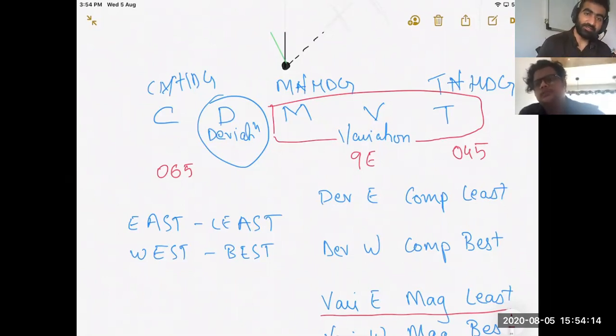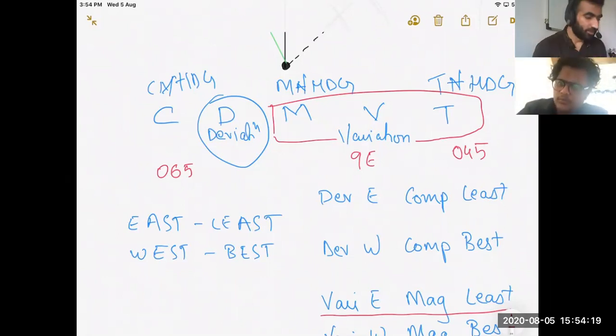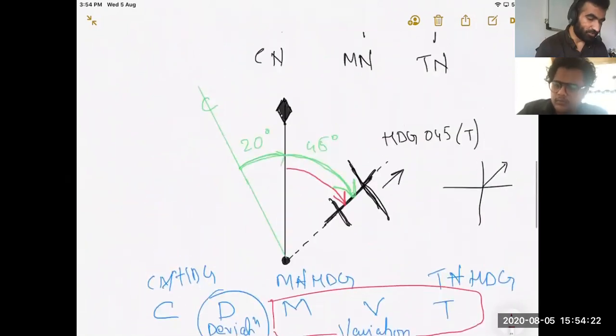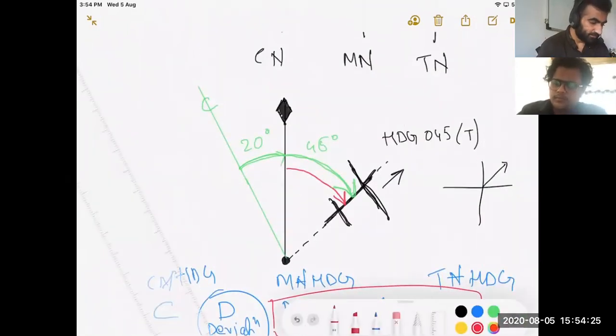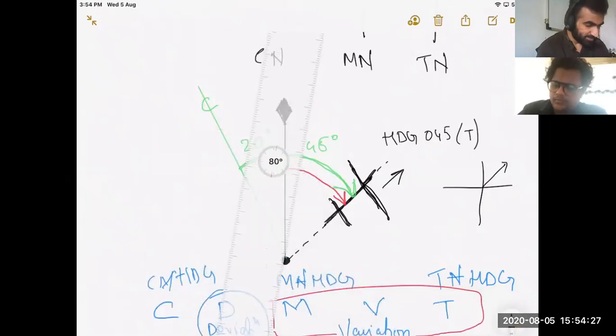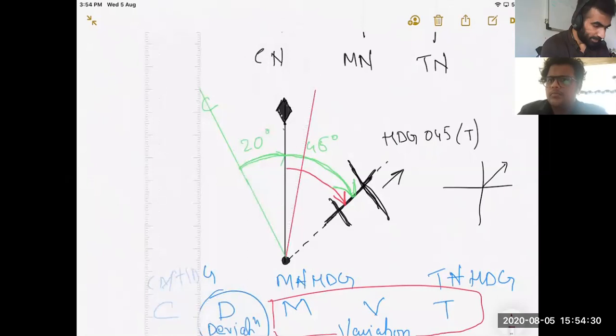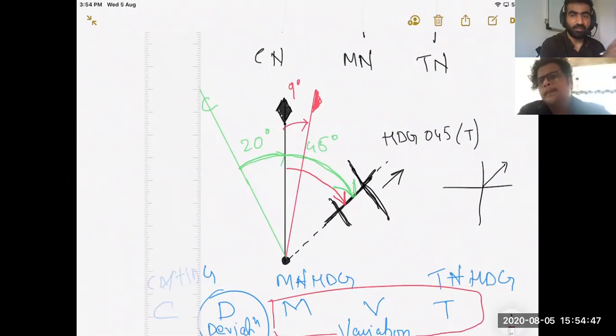So now you understand variation is the magnetic correction, the angular difference between the true north and the magnetic north. So let's make the magnetic north. Variation is 9 degrees east. This 9 degrees east is your variation. It means your magnetic north is here. Now your aircraft heading, actually the aircraft will be in the same position only, right? All you have to do is read the angular reading. So this angle becomes your magnetic heading.